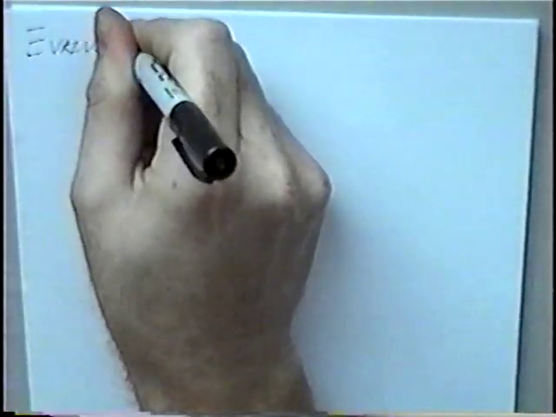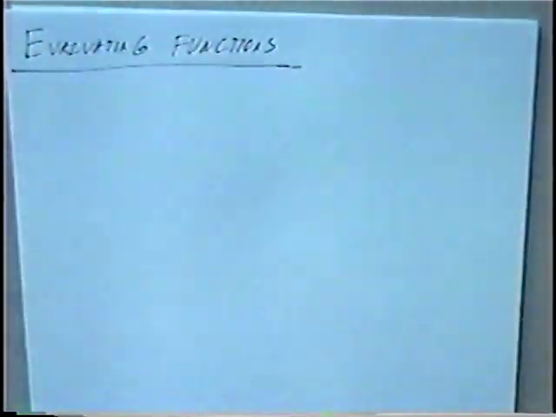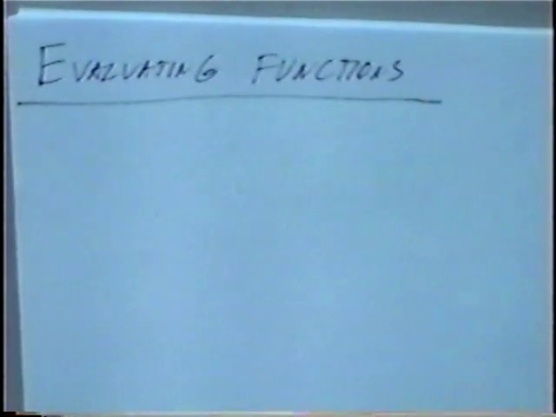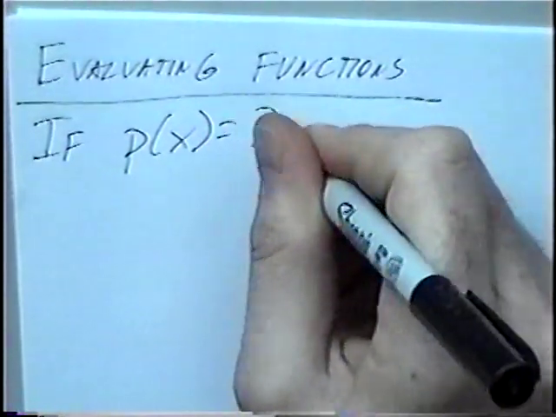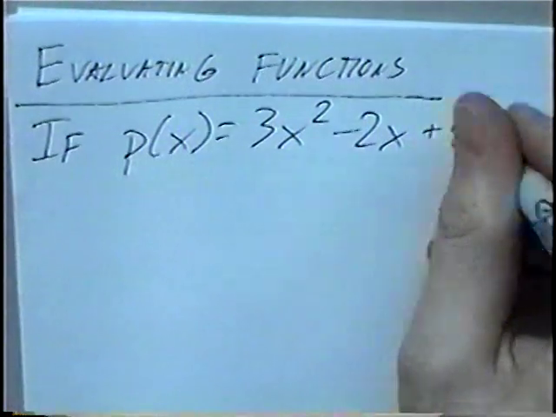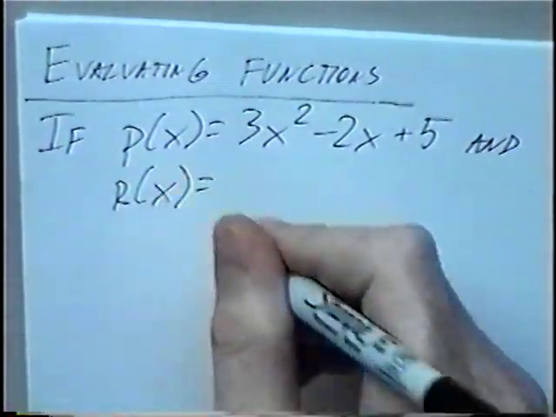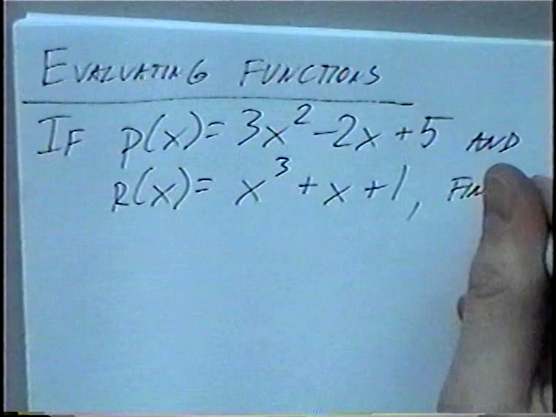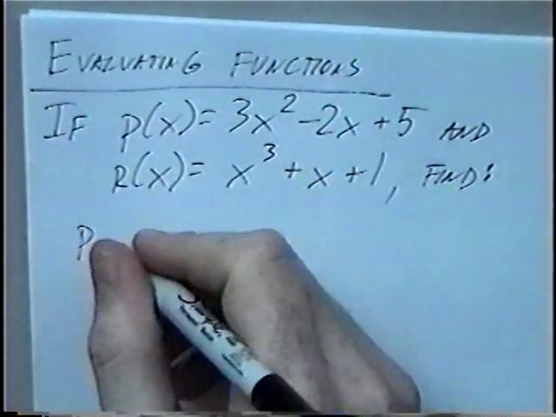Title of the next section is Evaluating Functions. In this section, we'll evaluate functions by plugging in numbers or variables to each function. First question, if p of x equals 3x squared minus 2x plus 5, and r of x equals x cubed plus x plus 1, find the following numbers. First part, or first question, p of 2.